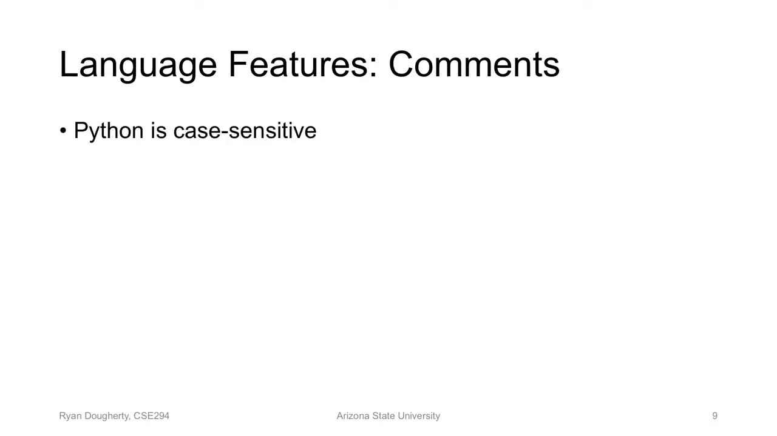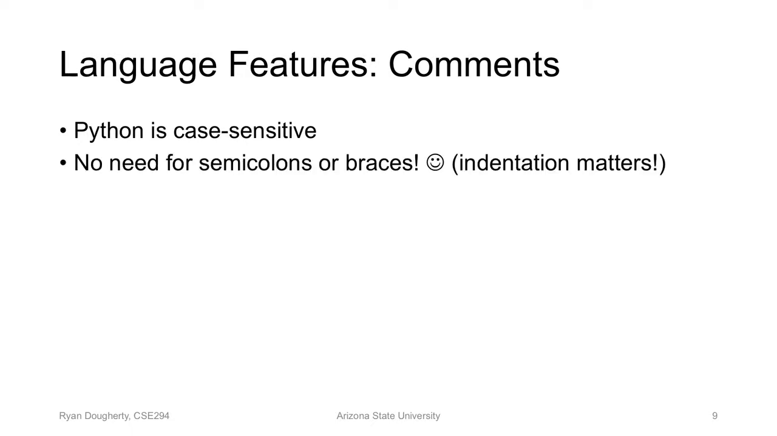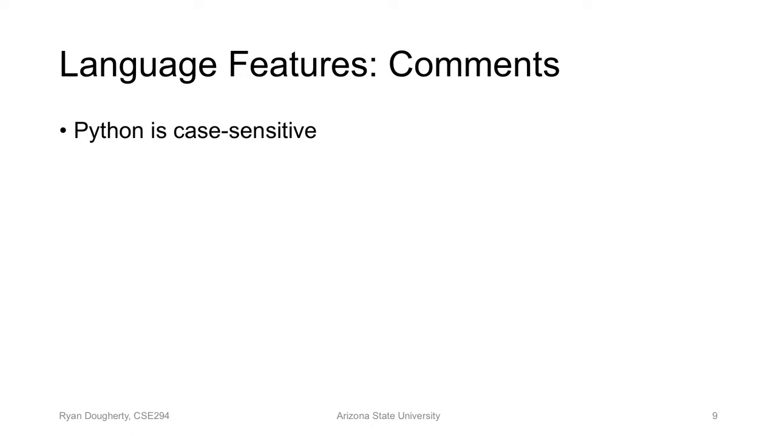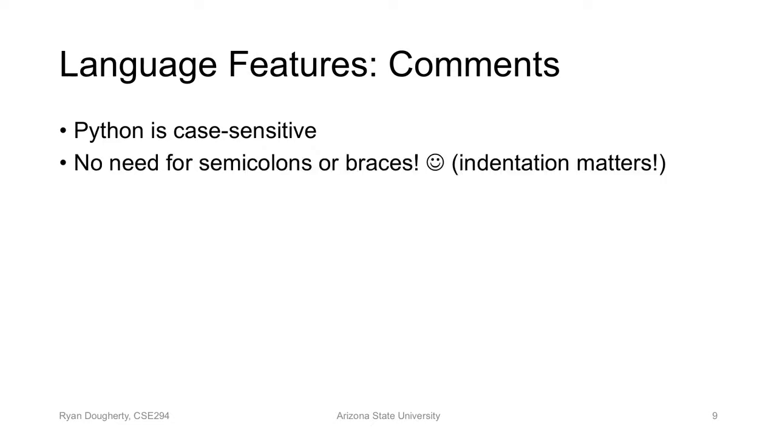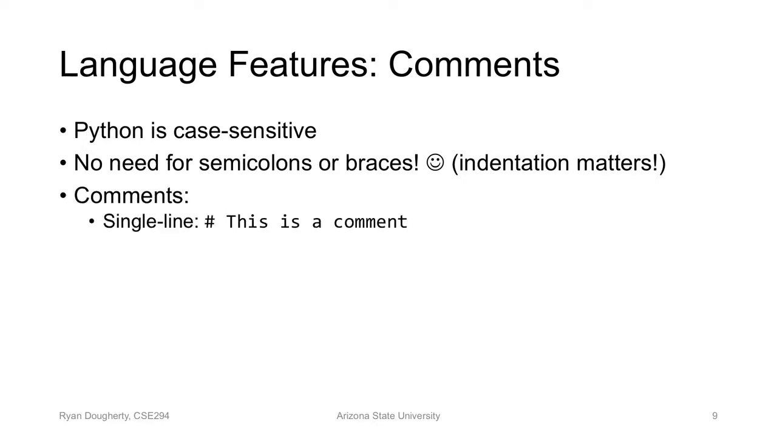Okay, so comments. You probably have seen it already. Python is case sensitive, just like most other programming languages. Variables are case sensitive, functions are case sensitive, all that stuff. No semicolons or braces. So that's one of the joys of Python, but obviously indentation matters. So comments start with a pound sign. So instead of two backslashes, it's just a pound sign.